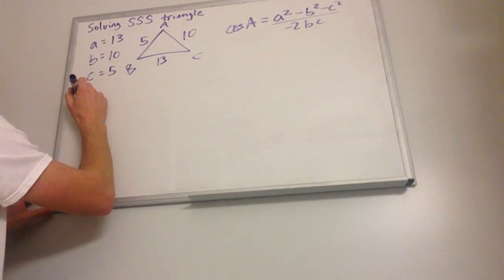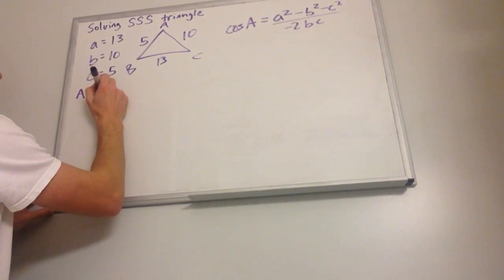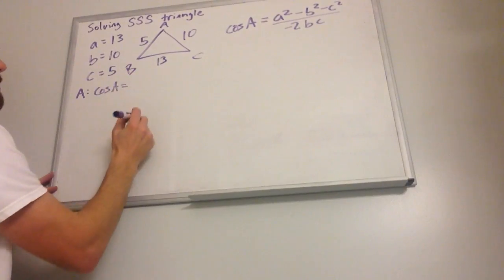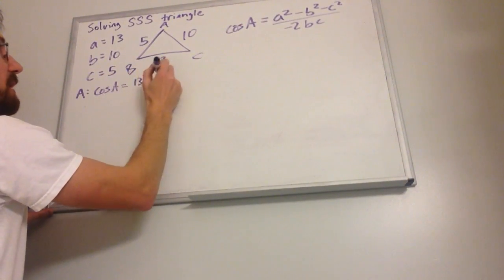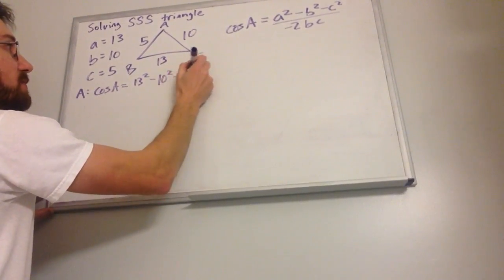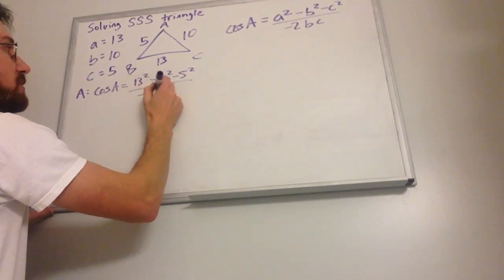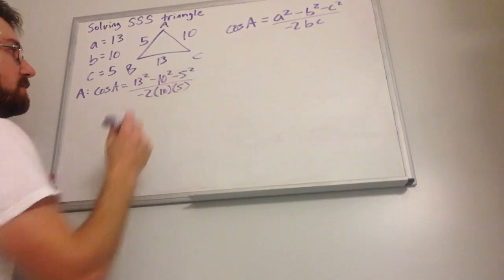So starting at A, for angle A, I'm going to say cosine of A is equal to A squared, which is 13 squared minus the other two sides, 10 squared minus 5 squared, all over -2 times the other two sides, 10 and 5. And that's going to look something like this.